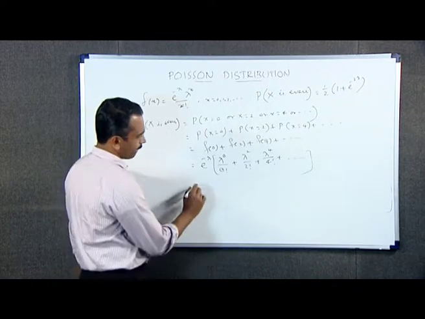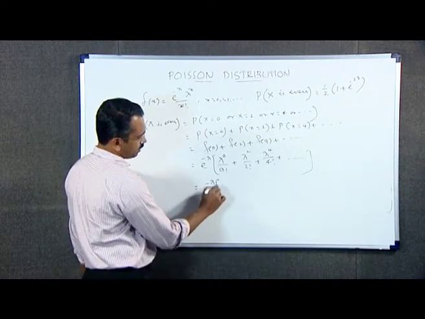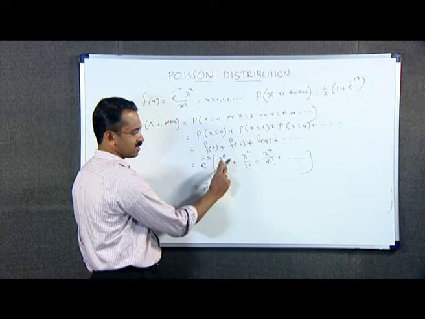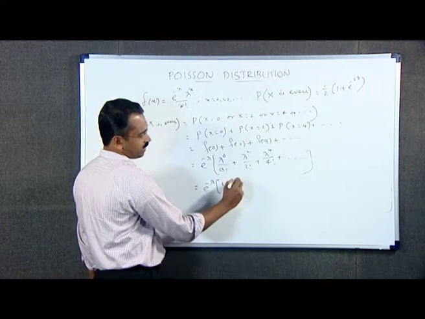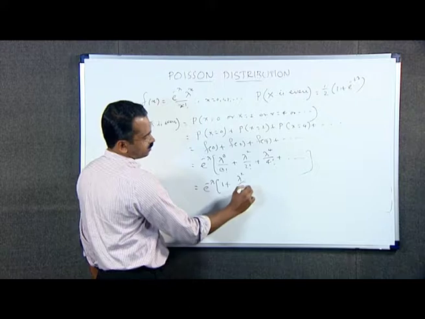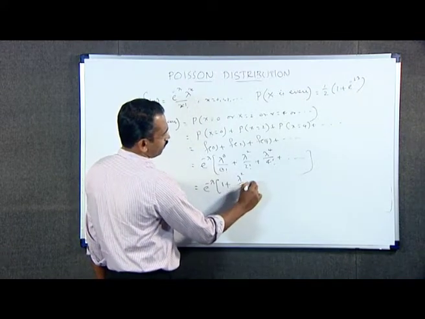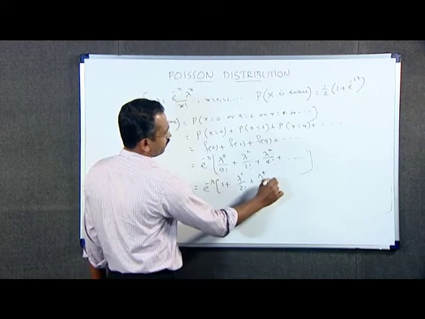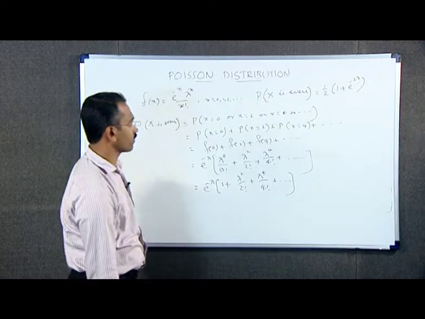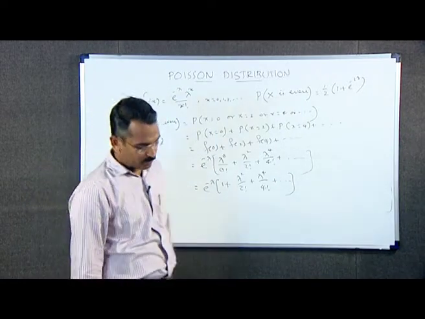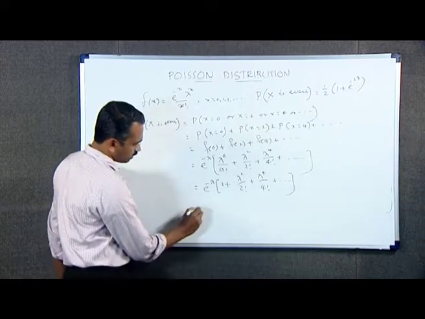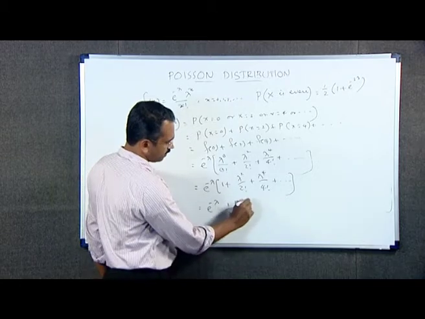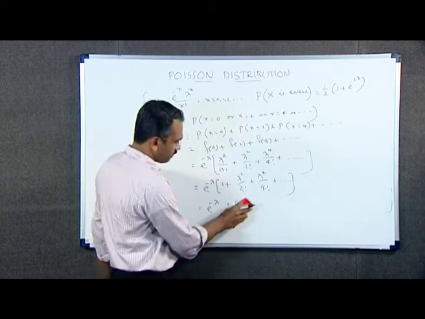which is equal to e raised to minus lambda into 1 plus, lambda raised to 0 is 1, 0 factorial is 1. Therefore, this first term is 1 plus lambda square by 2 factorial plus lambda raised to 4 by 4 factorial plus etc., which is equal to e raised to minus lambda into 1 by 2 into e raised to lambda plus e raised to minus lambda.